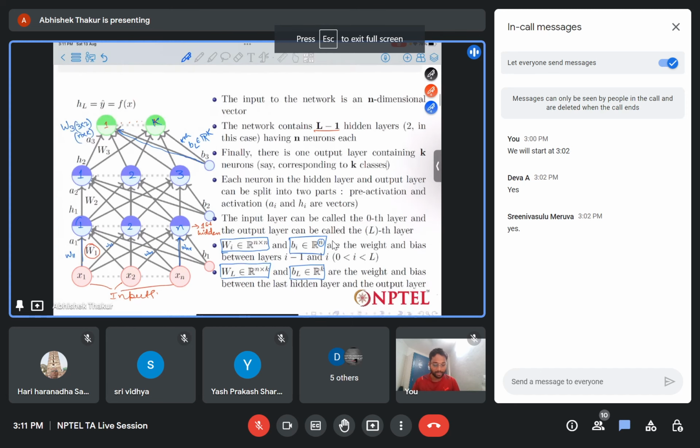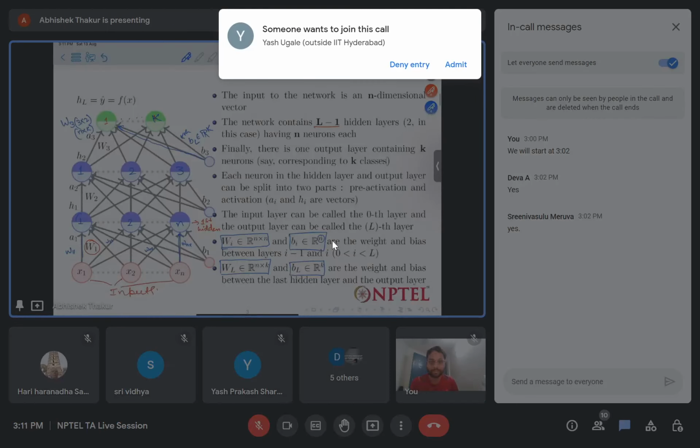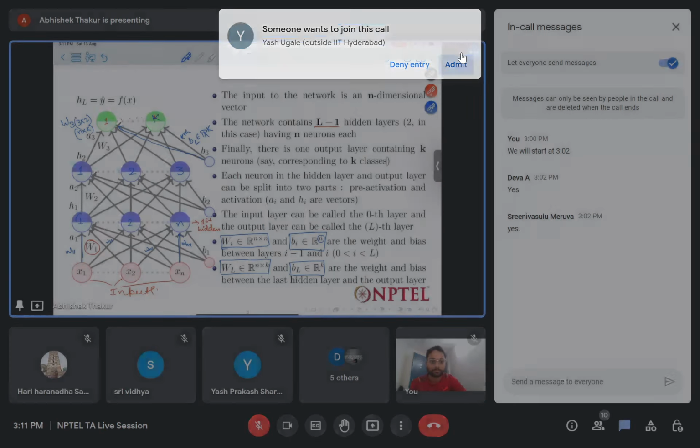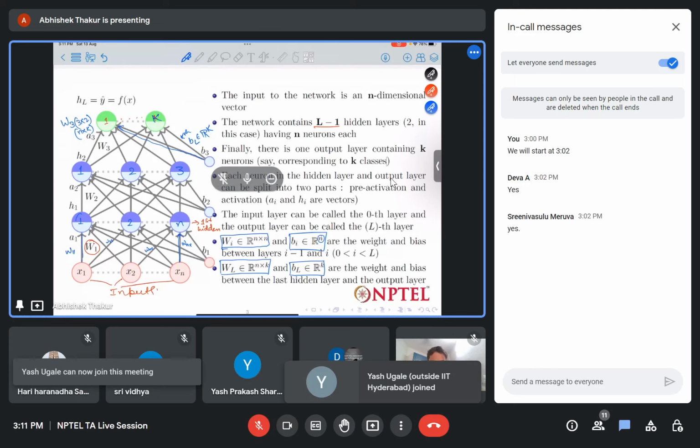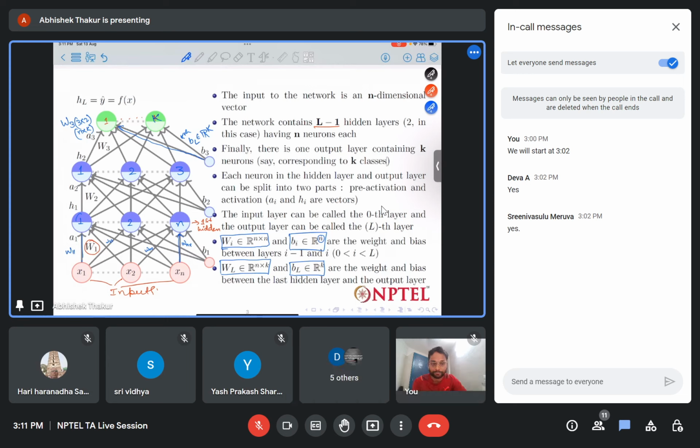So any doubt, like what will be the dimension of each parameter? If you have any doubt, then you can write in the chat box. I will be reading the messages coming in the chat box as well. Okay, so I guess no doubt. Then we can move on to the next question.